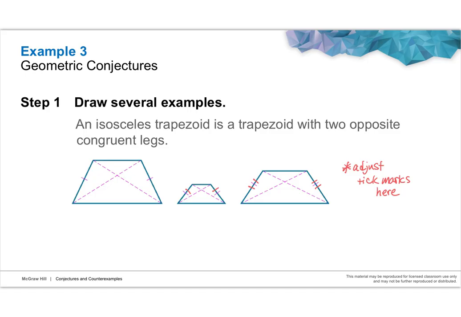Now, your book actually has single tick marks on every other pair of legs of the trapezoid, but please make the adjustment here, because if we have single tick marks across all three of these diagrams together, then what that conveys is that all of the legs are the same length, and we can clearly see that that is absolutely not true. So adjust those tick marks, please, so that you can have that be correct.